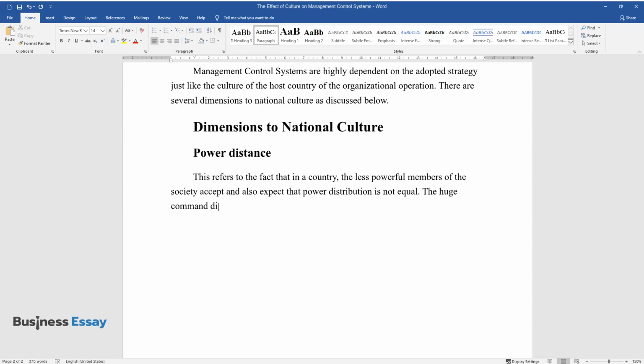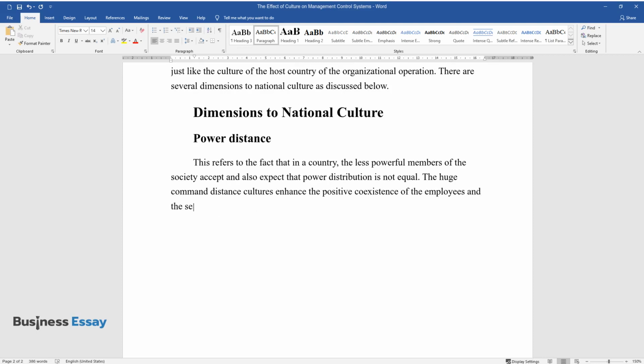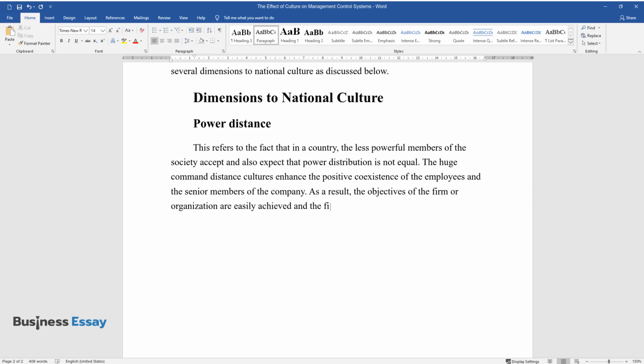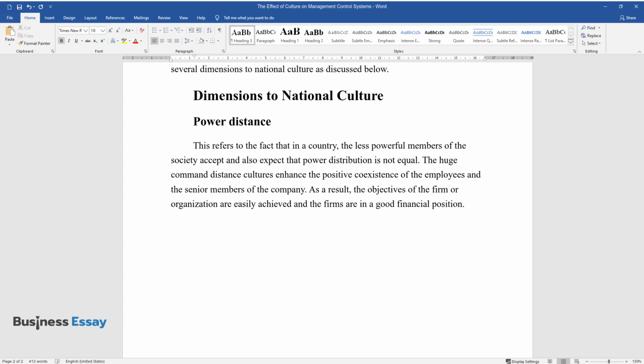The huge command distance cultures enhance the positive coexistence of the employees and the senior members of the company. As a result, the objectives of the firm or organization are easily achieved and the firms are in a good financial position.